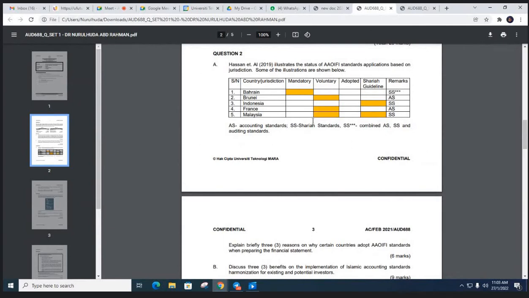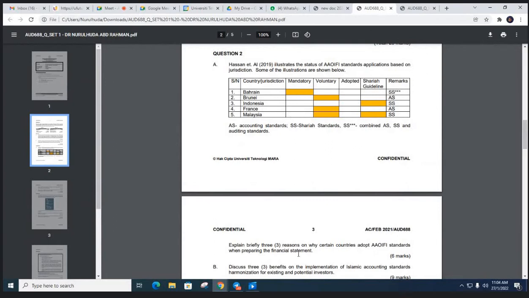Bila the question asks the difference between Islamic accounting and conventional accounting, some students dia akan cakap Islamic accounting tu adalah IOFI standard. Dia tak semestinya macam tu. IOFI standard is Islamic accounting, tapi Islamic accounting tak semestinya IOFI. Ada banyak lagi standard ataupun there are other standard which is Syariah compliant tapi bukannya IOFI standard. Bukanlah kita kata kalau Islamic accounting tu mesti IOFI. Tak. Okay.